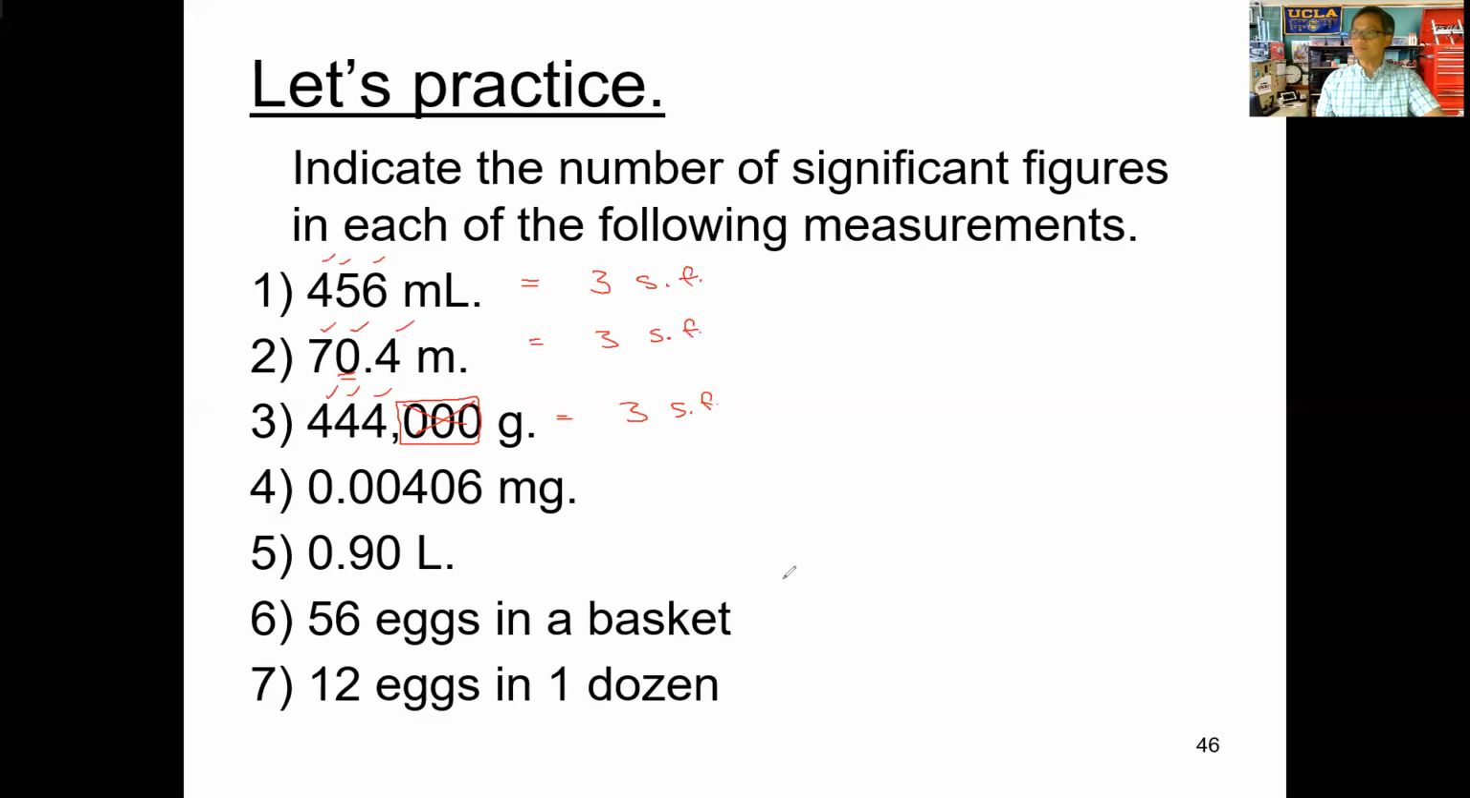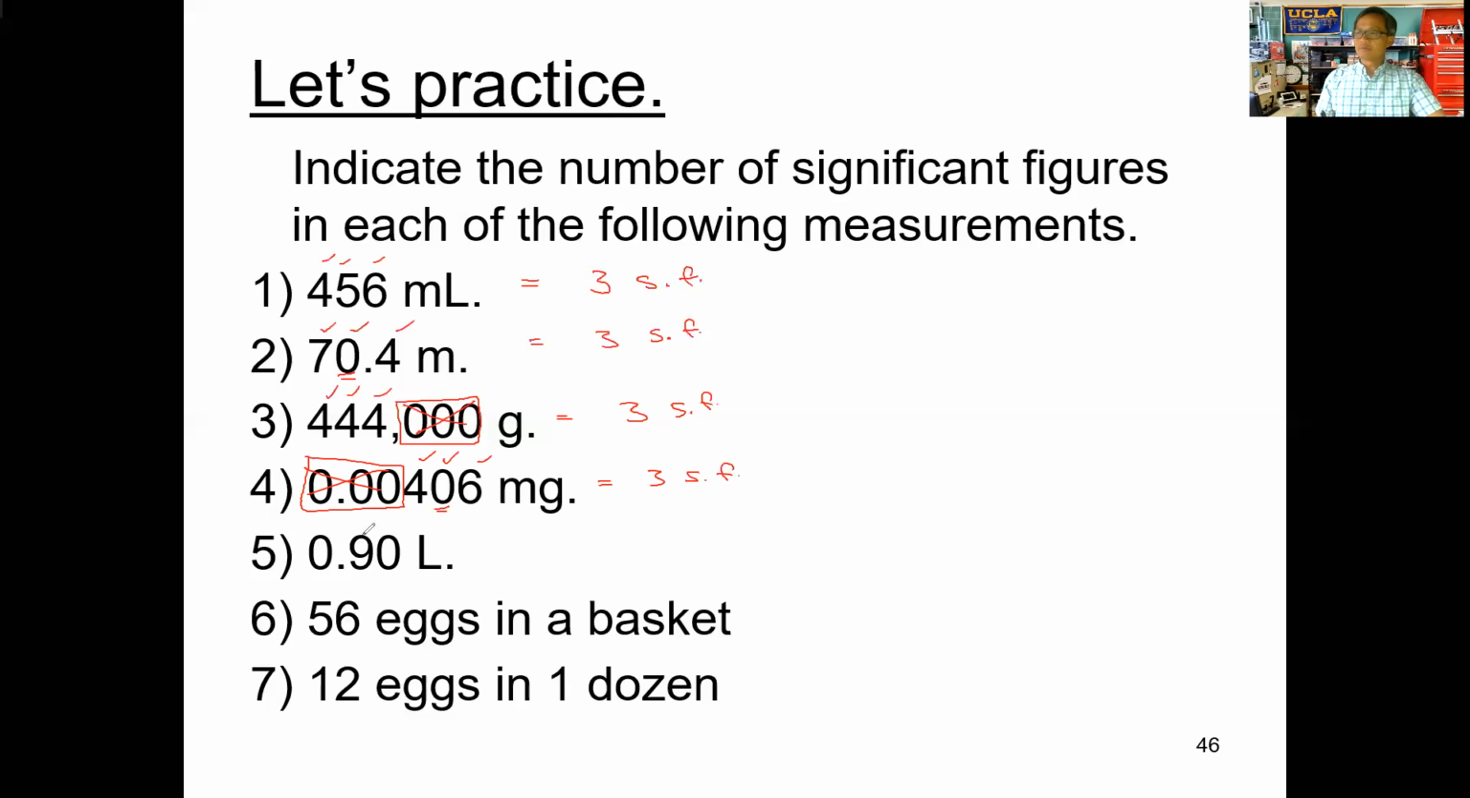Let's take a look at the fourth number here. We have 0.00406. The 4 and the 6 obviously count according to rule number 1, non-zero digits. This 0 does count. It is significant because it's in between two non-zero digits. What about these 3 zeros right here? Those 3 zeros are leftmost zeros. Remember, leftmost zeros never count, regardless of the decimal point. They never count, and so therefore this number also has 3 significant figures. Let's continue on.